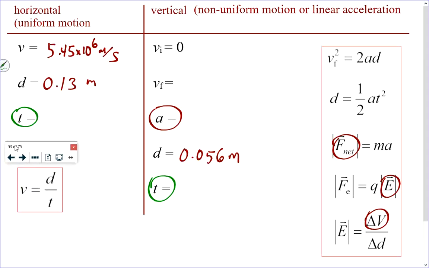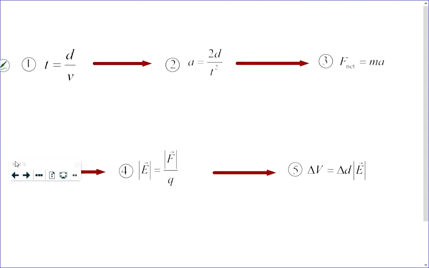You have to use this information to find the time. And I know some of you are anxious to get an answer here, but you have to use this to find the time. Then once you get over here, I guess we can use d equals a half at squared to find the acceleration. Then you can find the force. Then you can find the field. Then you can find the voltage. Like 5 or 6 breadcrumbs. So that's what has to happen here.